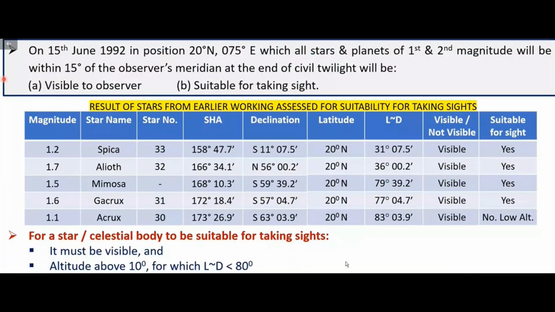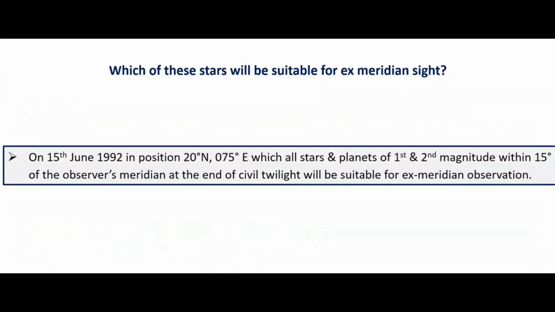Conditions required for a star or celestial body to be visible to an observer. Another type of question that is asked in the exam is to figure out or find the stars and planets which are suitable for ex-meridian observations. On 15th June 1992, in position 20 degrees north, 75 degrees east, which all stars and planets of first and second magnitude within 15 degrees of observer's meridian at the end of civil twilight will be suitable for ex-meridian observation.